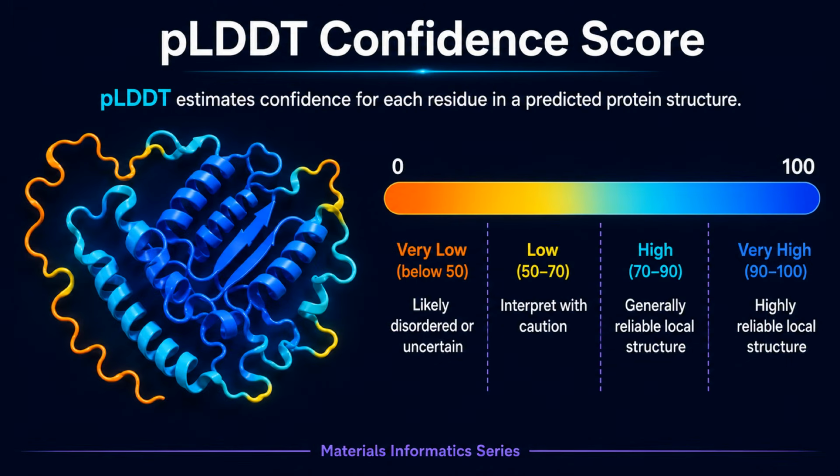AlphaFold provides a confidence metric called pLDDT, which stands for predicted local distance difference test. It ranges from 0 to 100. Scores of 90 to 100 indicate very high confidence, equivalent to experimental quality structures. Scores from 70 to 90 show high confidence and are generally reliable. Between 50 and 70, confidence is lower, often in loop regions. Below 50 indicates very low confidence, typically disordered or intrinsically flexible regions. This score is crucial for knowing which parts of a prediction you can trust.